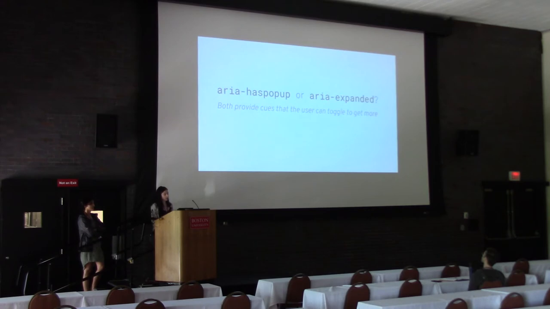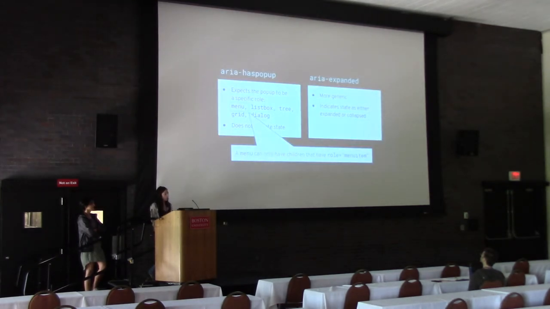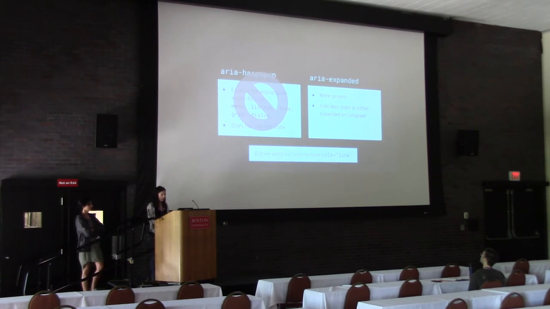And then the other question we had to decide when we were implementing a test page for this was, do we use ARIA pop-up or ARIA expanded? We had learned in our previous session that either attribute will communicate to the user that they can click to get something more. But we had also learned that ARIA pop-up has expectations about what role you apply to that thing that displays. In our case, we would be using menu. And if we were using a menu, we would have to use menu item for the links. And we had already decided that we wanted to use the role link. So that meant we were using ARIA expanded in our case.